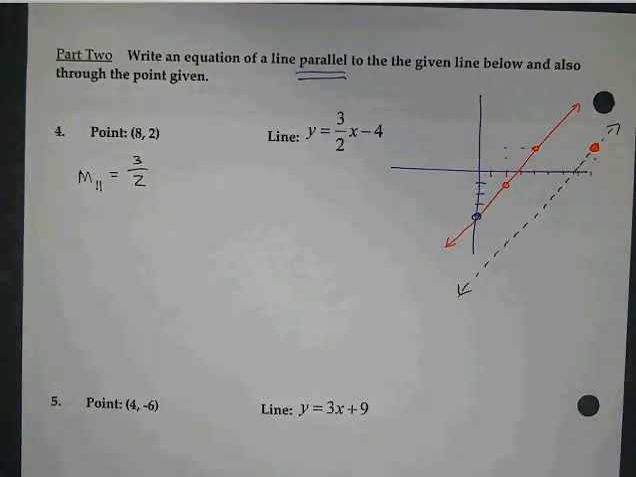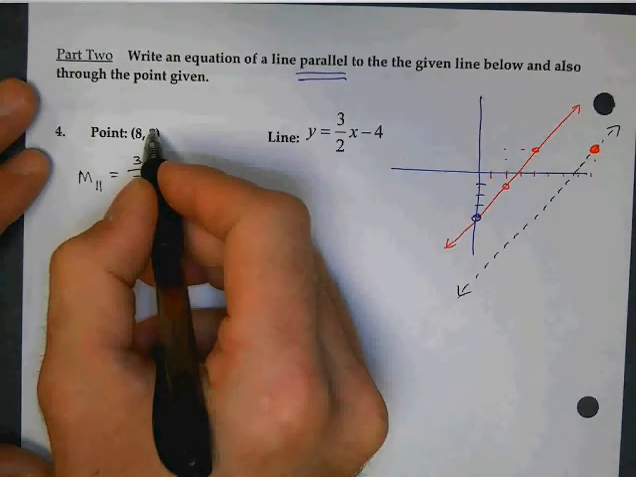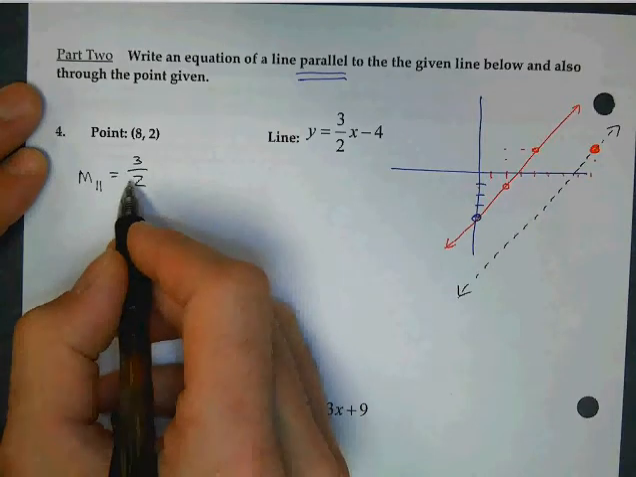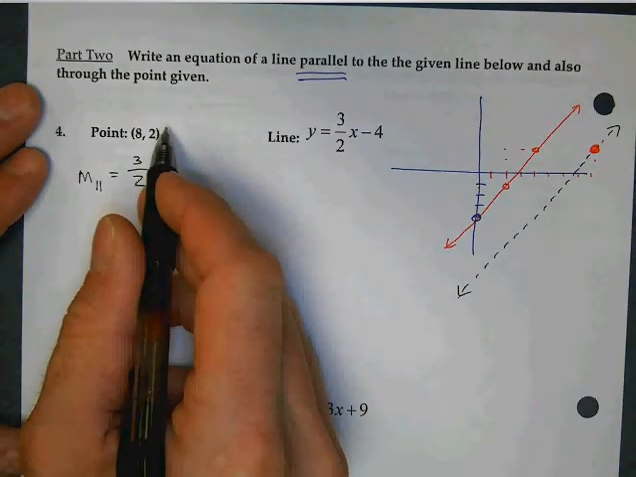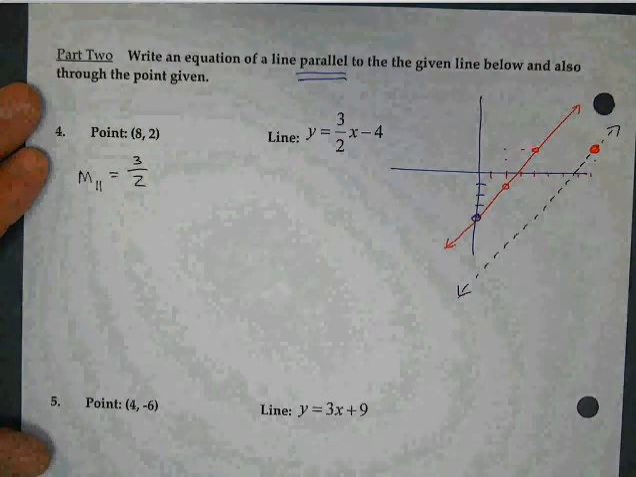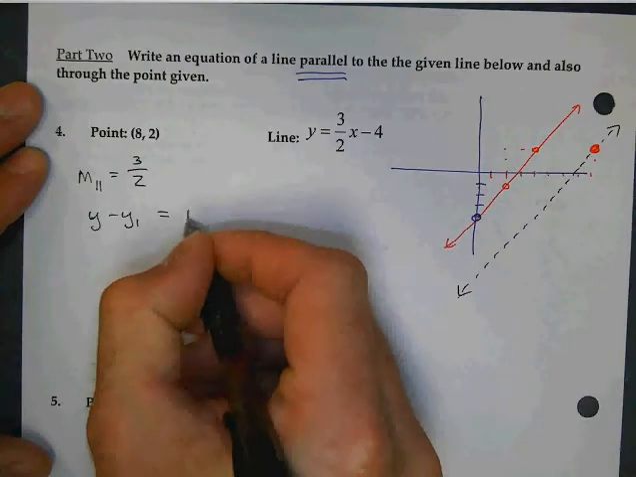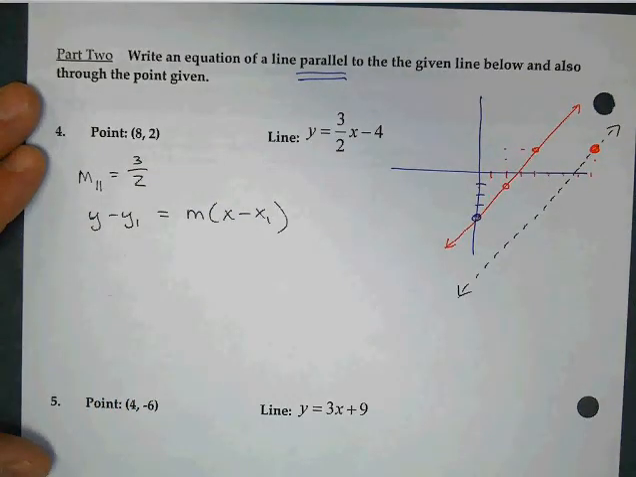So I have this slope and I have this point. How do you write an equation if you have the slope and the point? What's the general equation for that? Look over here. What do we have? Y minus y1 equals m times x minus x1. Well, let's just plug them in.